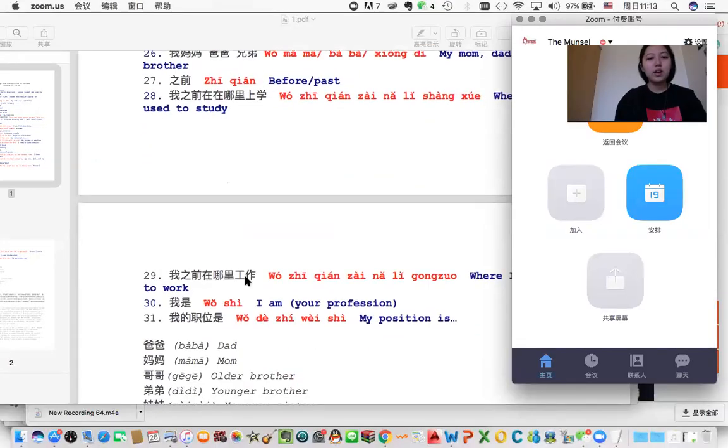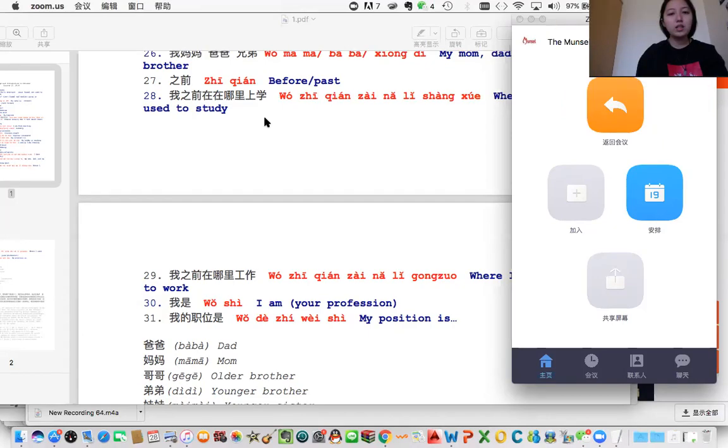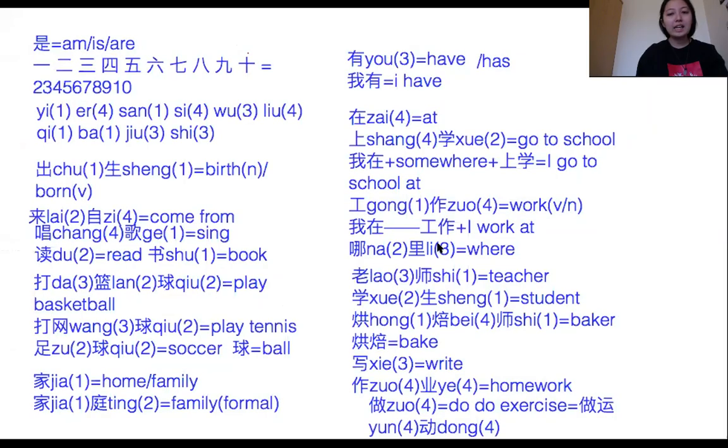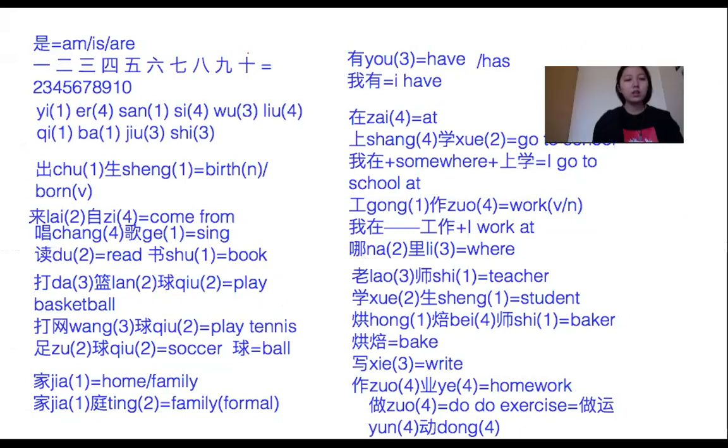Yeah, so here, 我之前在哪里工作, where I used to work. If you want to say where do you work now, you say 我, no 之前, 我在 somewhere 工作. Because I forgot if I said it or not, 哪里 is where.